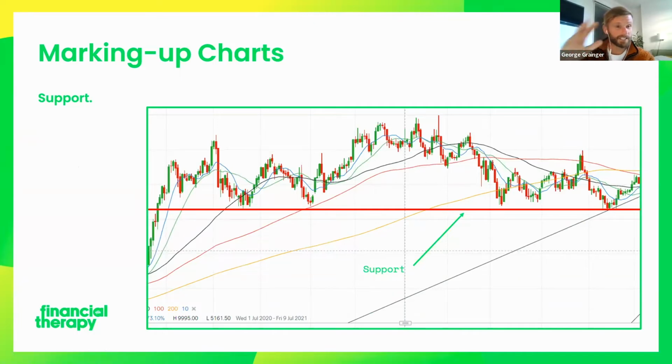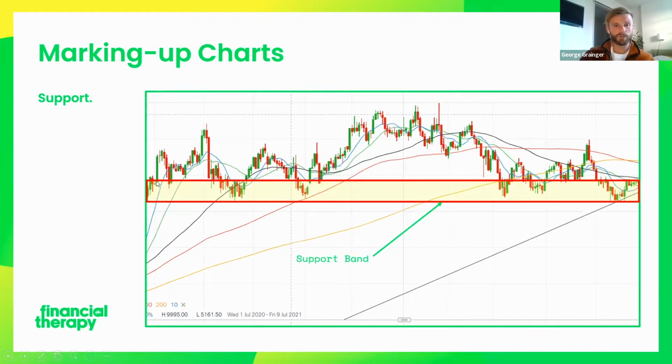So, marking up charts. This is just getting into the fundamentals of it all. And this is where we look for support. There's a few areas where we get support down here at the bottom, but there'd be a band. There's also support at this level. So when price comes down, there's a band of support that price will come in and fluctuate within.